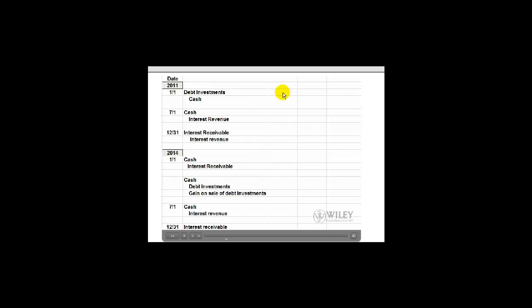On January 1st, purchase at face value, $1 million of Carmen Nursing Centers, Inc., 10-year, 8% bonds, dated January 1st, 2011, directly from Carmen. So we increase the asset account debt investments by a debit of $1 million and credit cash for $1 million.